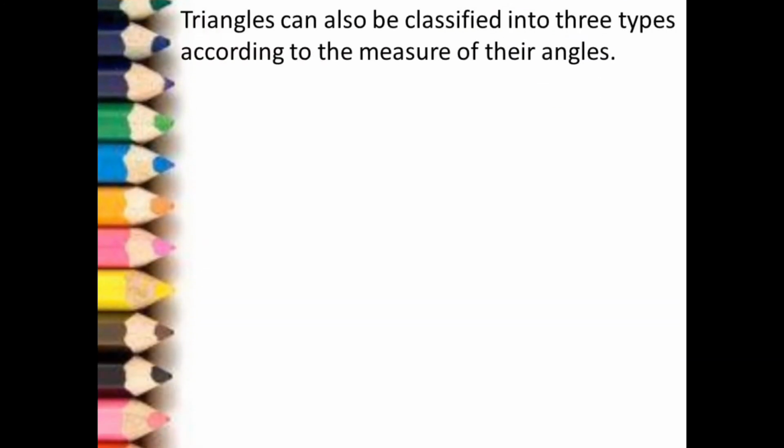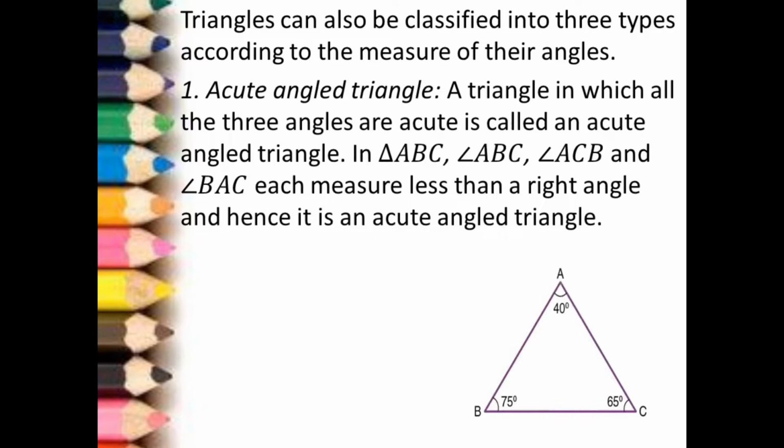Now, triangles can also be classified into three types according to the measure of their angles. The first is the acute angle triangle. It is a triangle in which all the three angles are acute. Acute means the measure of the angles is less than 90 degrees. Here one triangle is shown to you, triangle ABC. In this, angle ABC, angle ACB, and angle BAC each measure less than a right angle, that means less than 90 degrees. Hence it is an acute angled triangle. Hopefully it is clear to you.